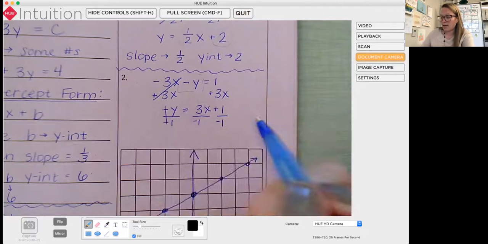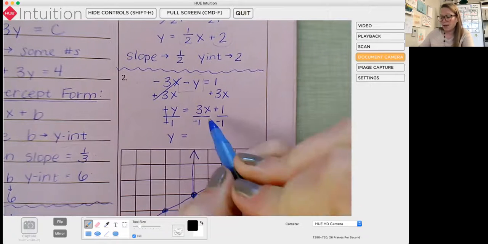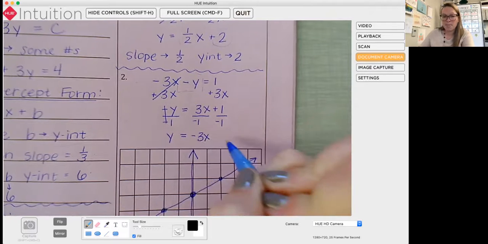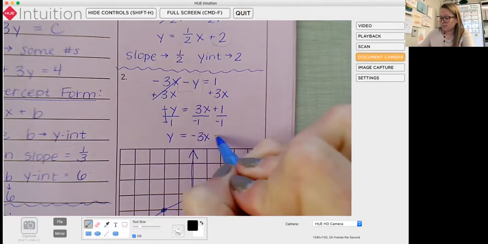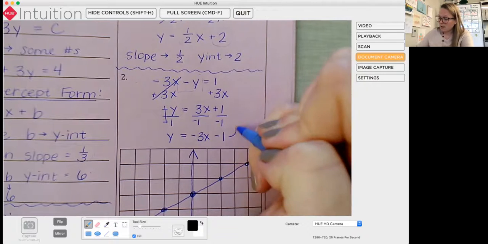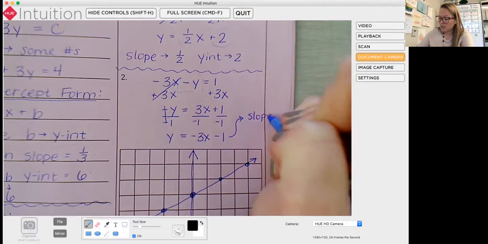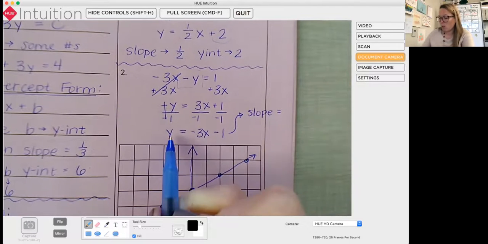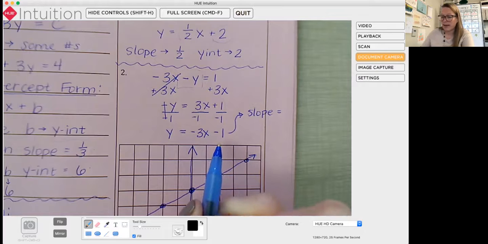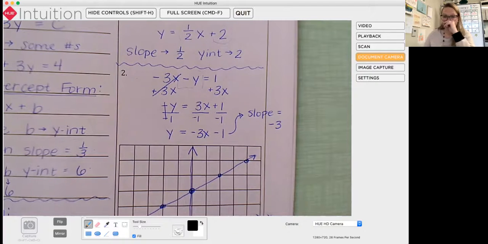So negative y divided by negative 1 will leave you with y. 3x divided by negative 1 leaves you with negative 3x. 1 divided by negative 1 leaves you with negative 1. So, sorry, I don't have room here, but when I take a look at this, I need to identify what my slope is. So if I have y equals mx plus b, my slope is my m. So my slope is going to equal -3.